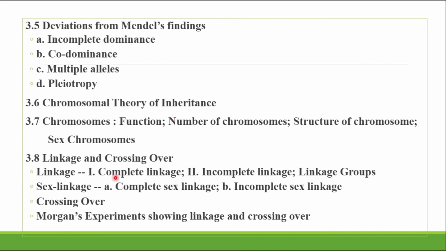In linkage, there are two points: complete linkage and incomplete linkage. Next is the linkage group and sex linkage. In sex linkage, again there are two points: complete sex linkage and incomplete sex linkage. Afterward, the next one is crossing over, and Morgan's experiment showing linkage and crossing over.